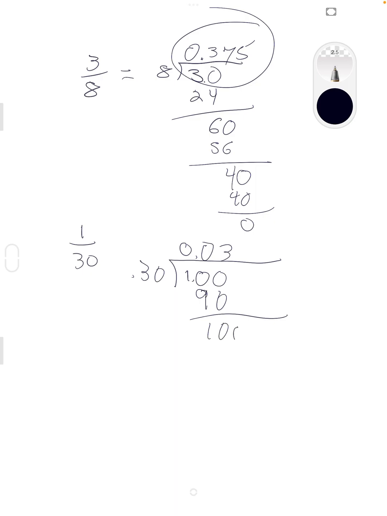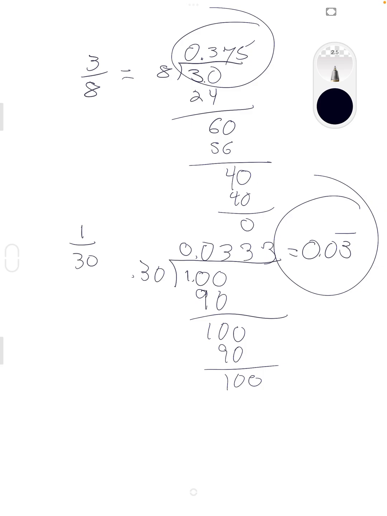Well, 30 goes into 100, 3 times, 90 with 10 left over. 30 goes into that 3 times. And I end up with 0.0333, or 0.03 with a bar over it. That is how you would typically do this problem. Some of you would have moved the decimal to start with. That would have been fine. This is how you would write it, and that's it.